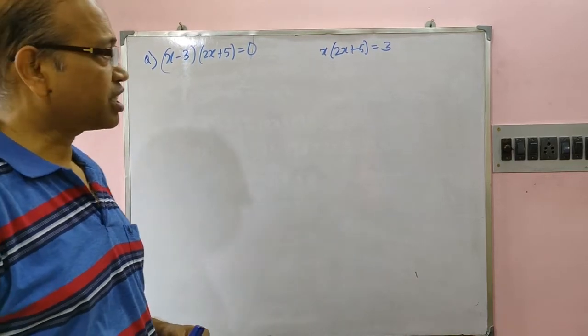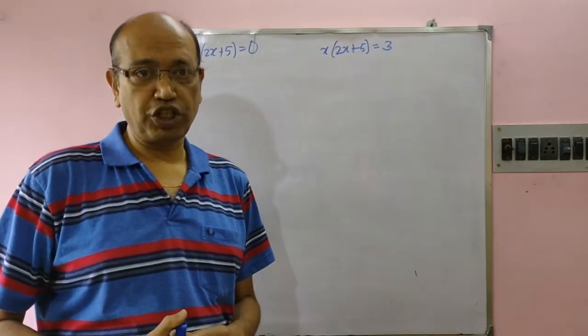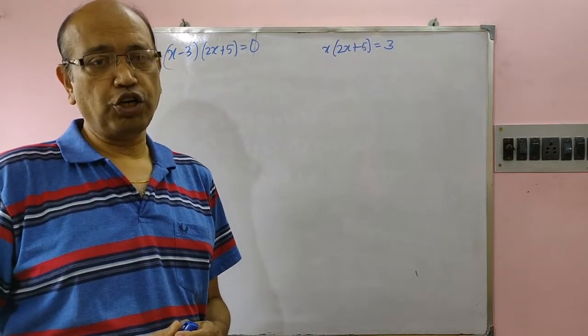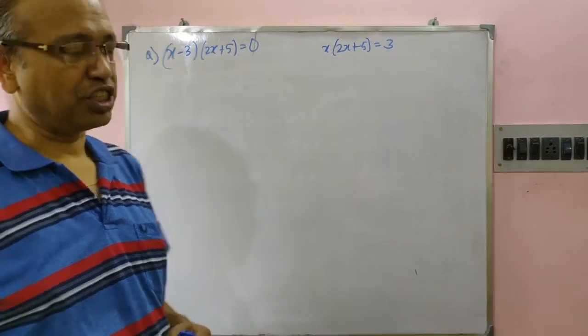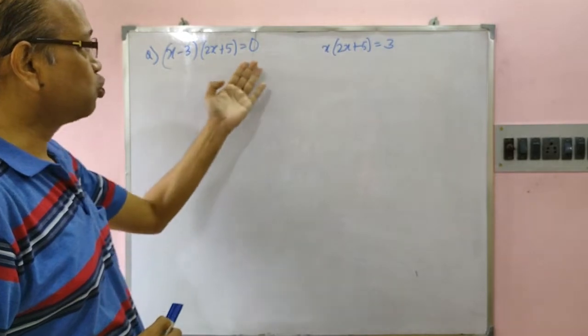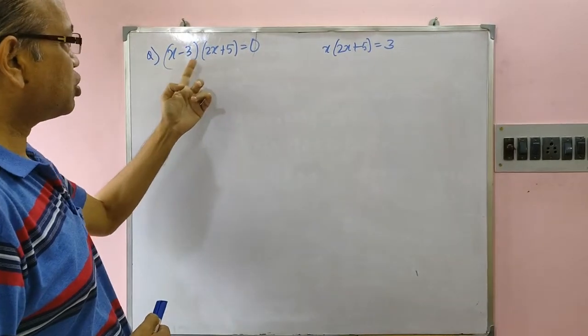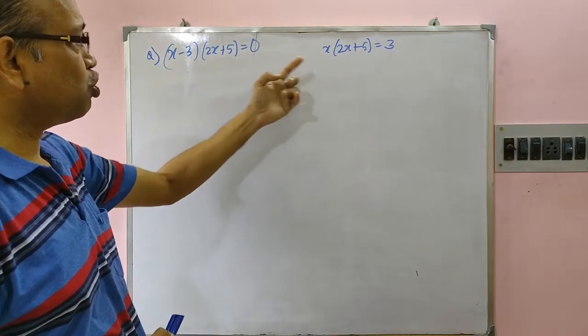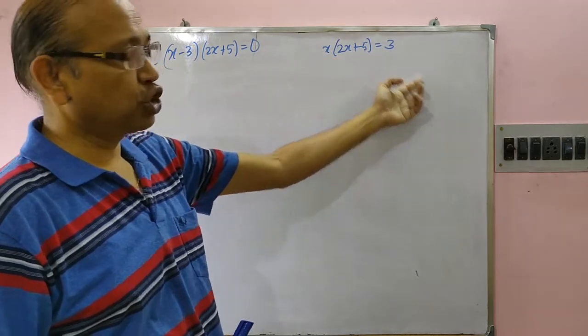Welcome students, let us continue with the quadratic equation chapter. Today we will do quadratic equation by factorization. On the board you see we have got two questions. (x minus 3)(2x plus 5) equals 0. And x(2x plus 5) equals 3.